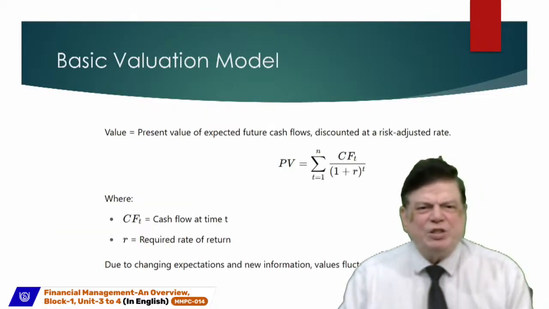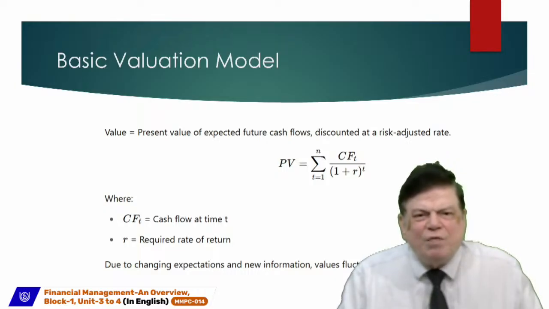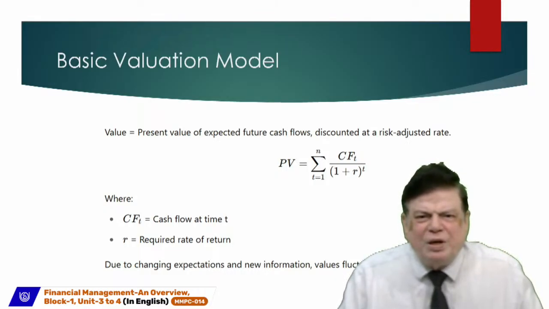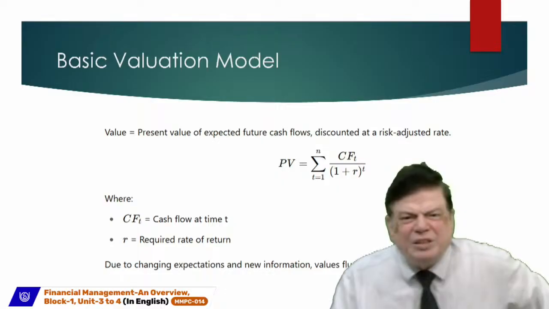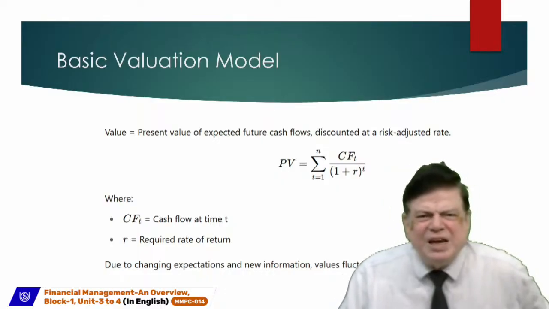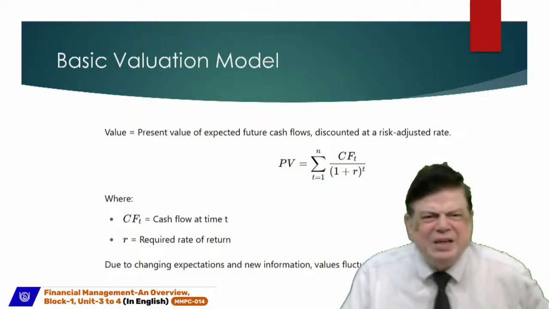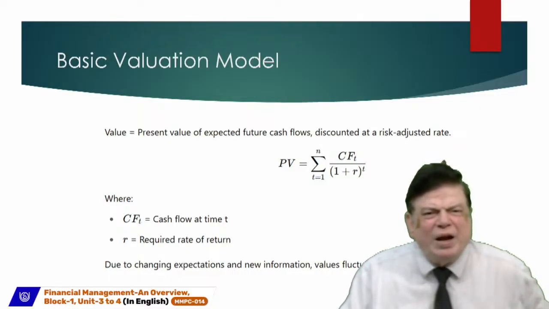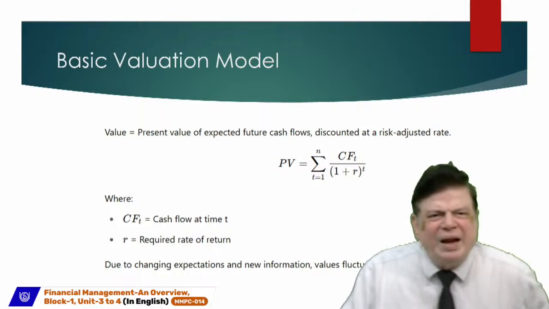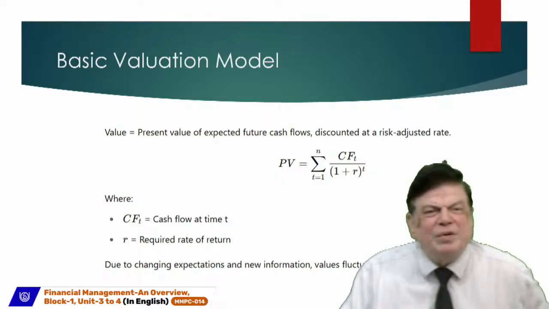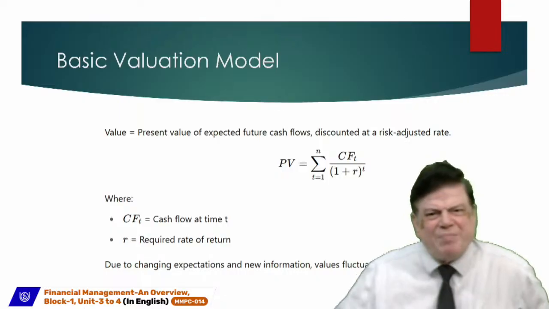Now basic valuation model. Value is the present value of expected future cash flows discounted at a risk adjusted rate, or PV. Present value is equal to summation t equals 1 to n of CFt divided by (1 plus r) raised to power t, where CFt is equal to cash flow at time t, r is required rate of return. Due to changing expectations and new information, values fluctuate over time.